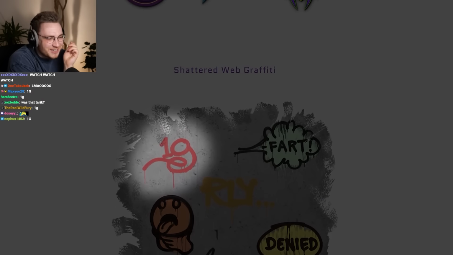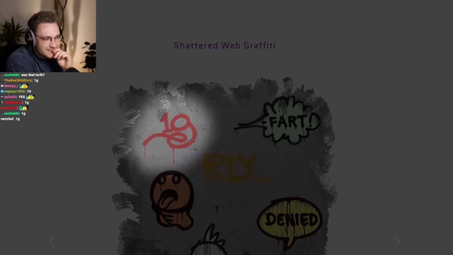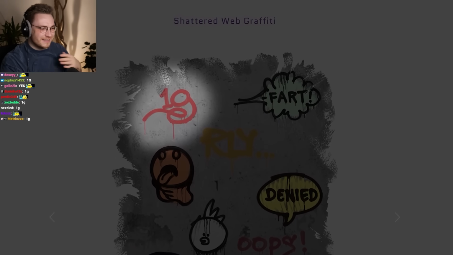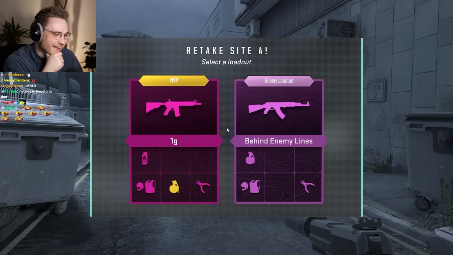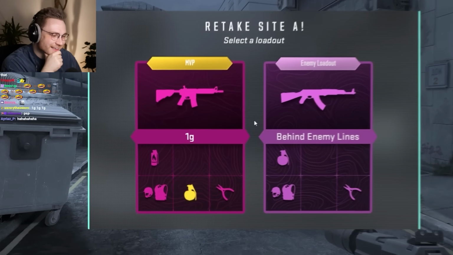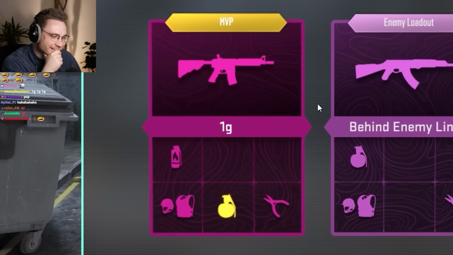This is an incident that Summit probably wishes he could forget, but Valve themselves won't let it go. When Operation Shattered Web came out, we got new graffiti sprays, one of which was the 1G graffiti, further immortalizing 1G as a tradable item forever. And as if that wasn't enough, 1G also appears as the name of a loadout card in the Retakes game mode, of course containing a defuse kit and an incendiary grenade.